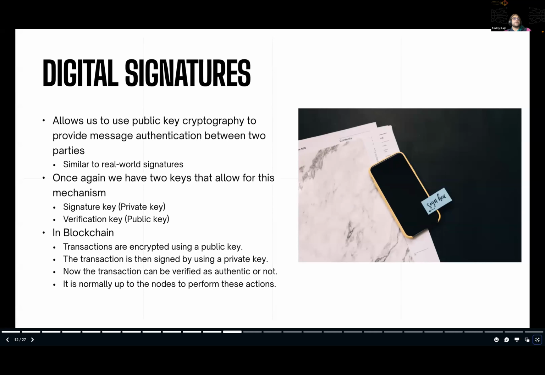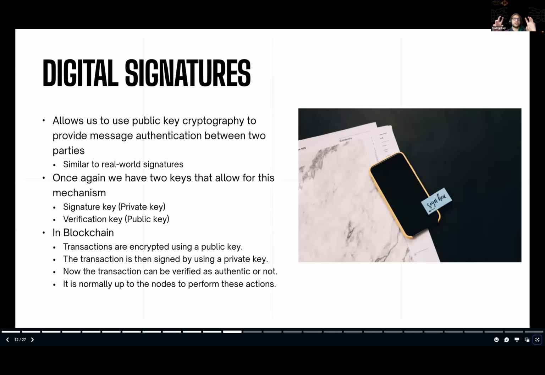So we have two keys again. We have a signature key that's used to sign a message, and then we have a verification key to actually verify the signature. So how is this related to blockchain? Transactions are encrypted using the public key of the person you're sending to, and then the transaction is signed by the private key. So the sender signs the transaction with their private key, and you can verify that that person actually sent their transaction using their public key. That's how it works.